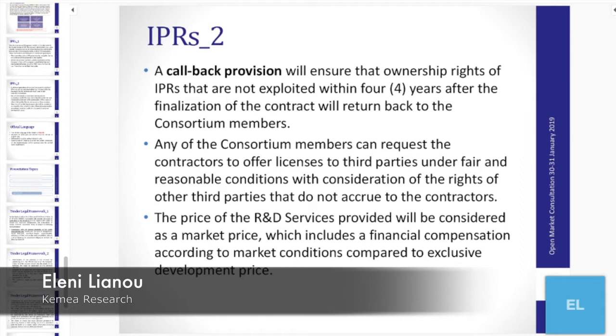Any of the consortium members can request the contractors to offer licenses to third parties under, of course, fair and reasonable market conditions, with consideration of the rights of other third parties that will not accrue to the contractors. The price of the R&D services provided will be considered as a market price, which includes a financial compensation according to the market conditions compared to exclusive development price.